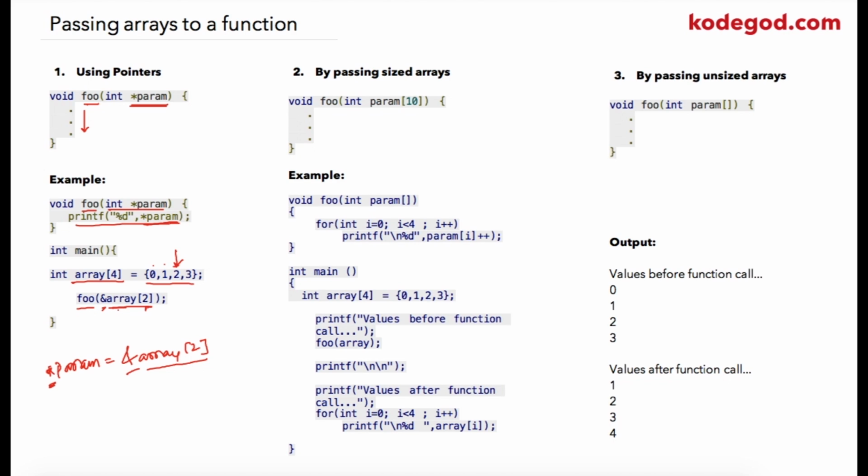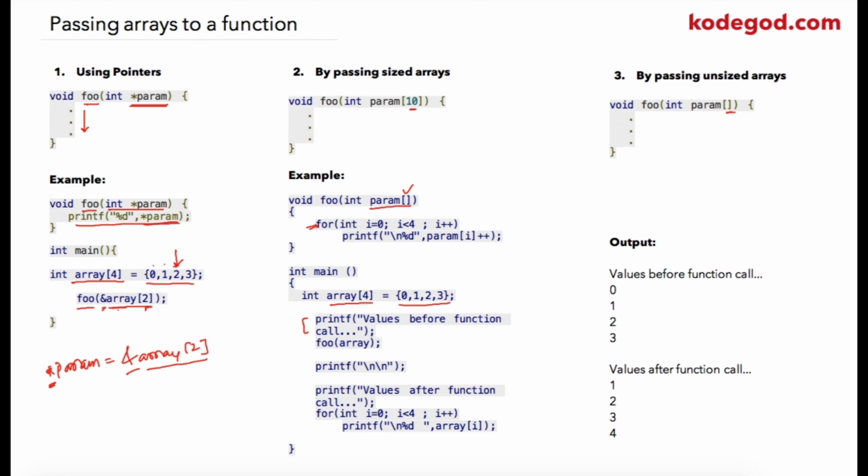Now let us check how we can pass the entire array. In the previous lectures we have seen that you can declare arrays either sized or unsized. Similarly, inside your function you can have a sized array or an unsized array as well. Let us take one example. I have declared a function to which I am passing an unsized array, and with the help of a loop I'm printing all the values present in it. Inside main I have declared an array of size 4, initialized to 0, 1, 2, 3.